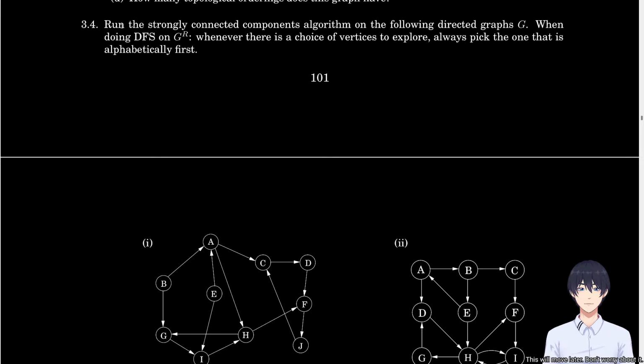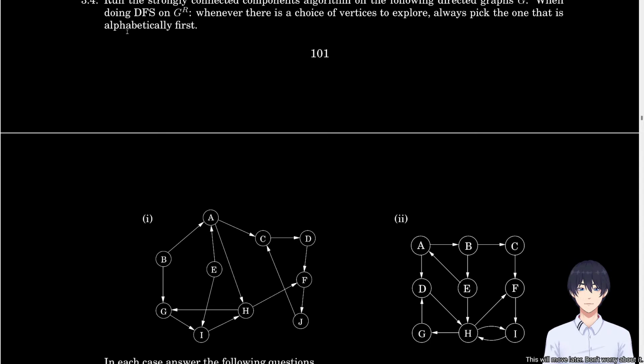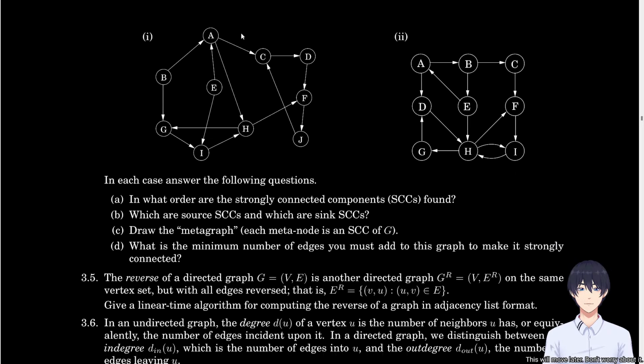Run the SCC algorithm on the following directed graphs. When doing DFS on the reverse, whenever there is a choice of vertices, always pick the one that is alphabetically first. Okay.